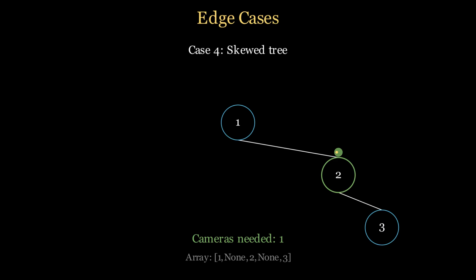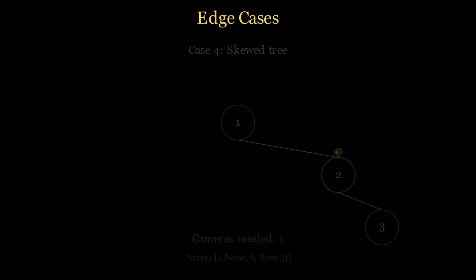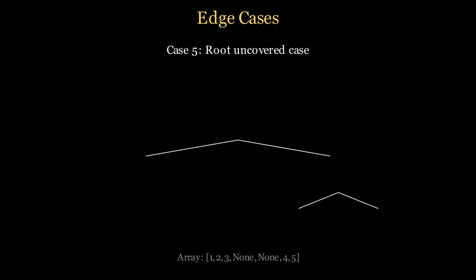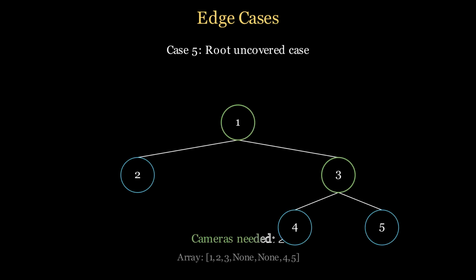For skewed tree, represented by array 1, none, 2, none, 3, we need one camera. This case demonstrates an important edge case, when the root node ends up uncovered after processing all its children. Since the root has no parent node, we must check it separately and place a camera if needed. For this tree, represented by array 1, 2, 3, none, none, 4, 5, we need two cameras.